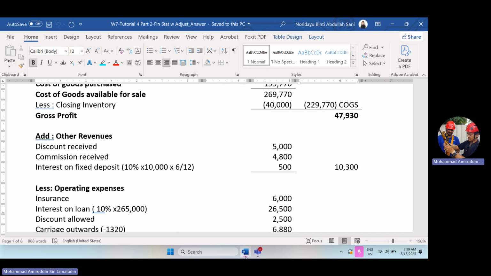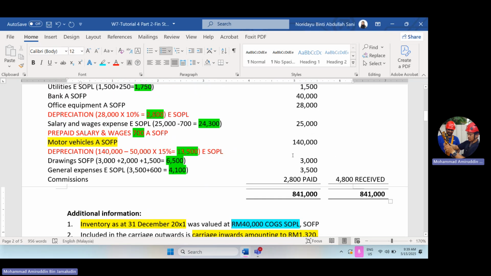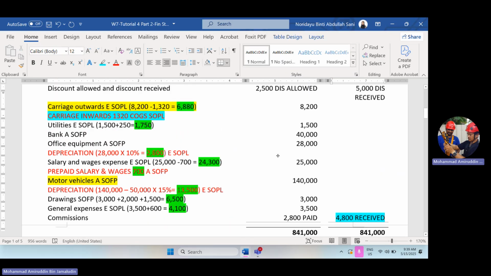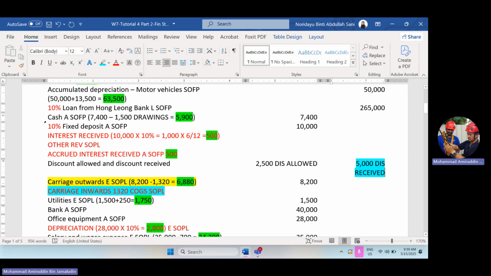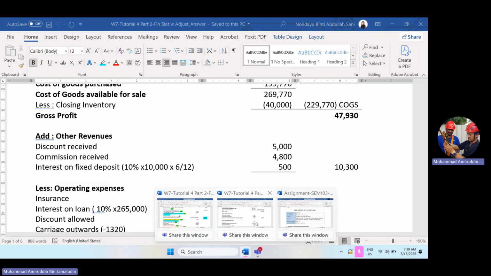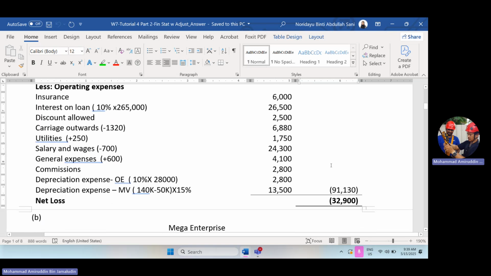Then proceed with other revenue. We plus all items ending with received. Where is the received? Here, right? Commission received. Next, discount received. Another one just now, the interest received here, SOPL. So this one we transfer. How much? 500. So only 3 items for the receipts. We get total 10,300.